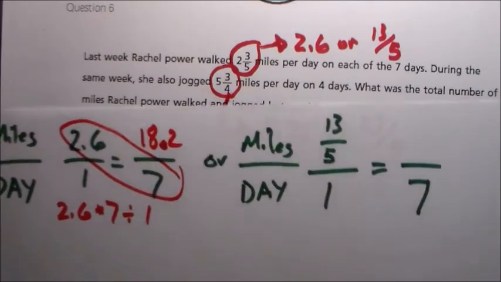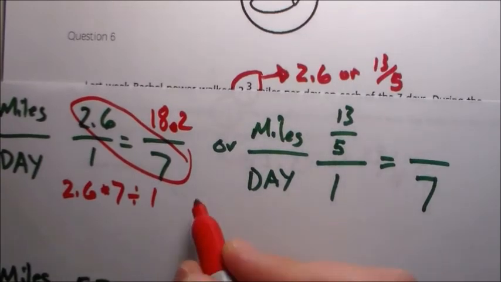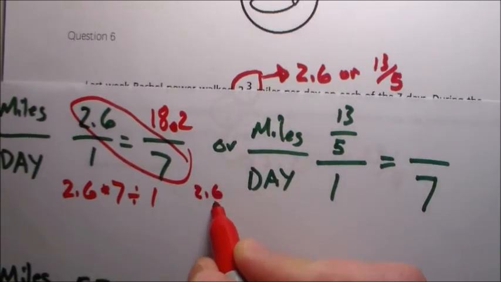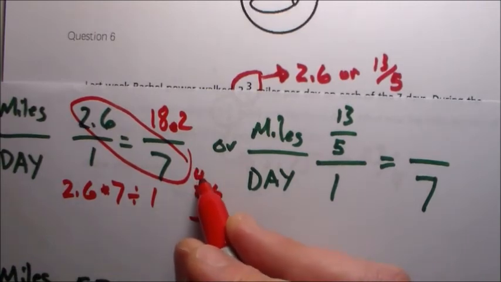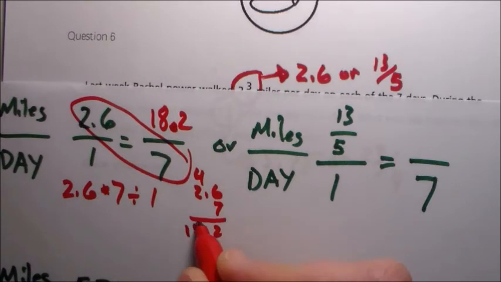If you want to do it out longhand, we can just do it out really quickly. We could be like 2.6 times 7. 7 times 6 is 42. Carry the 4. 7 times 2 is 14 plus 4 is 18. How many decimal points? 1. 1 decimal point. There we go.